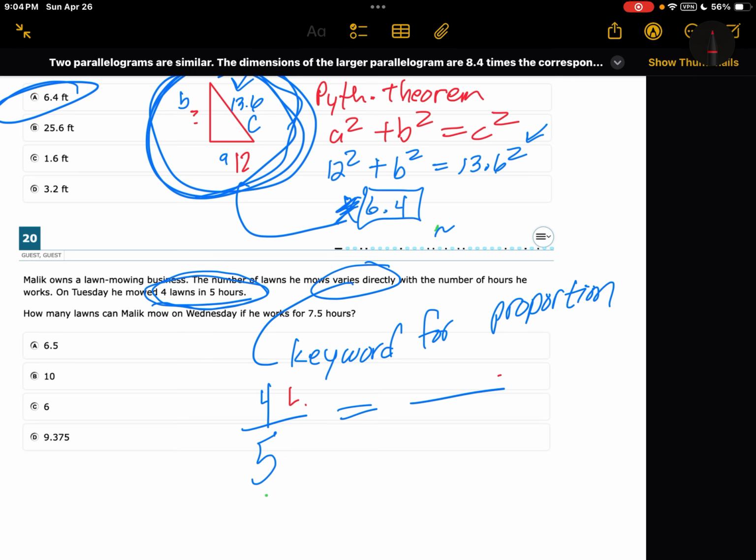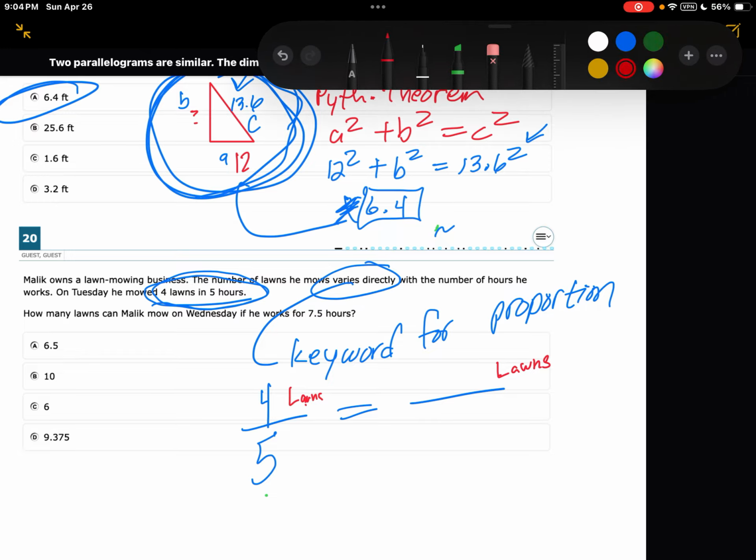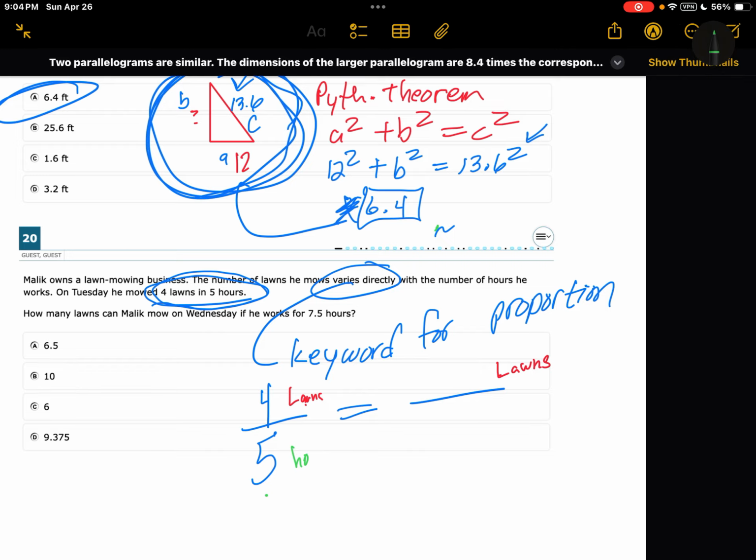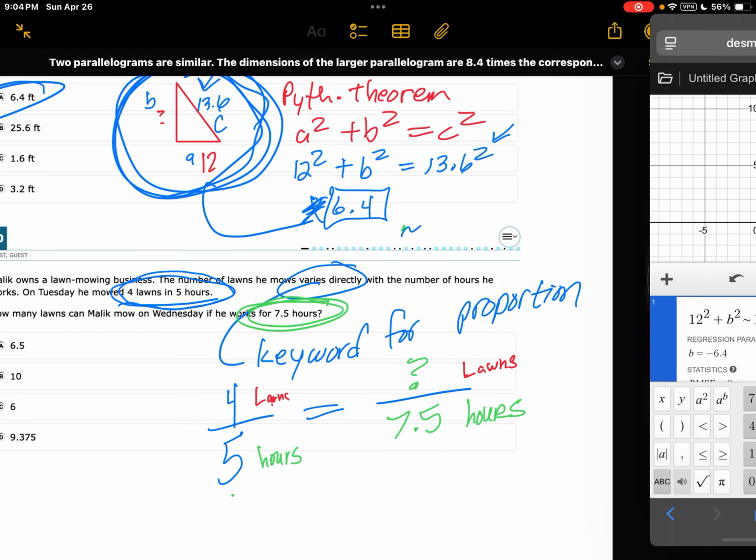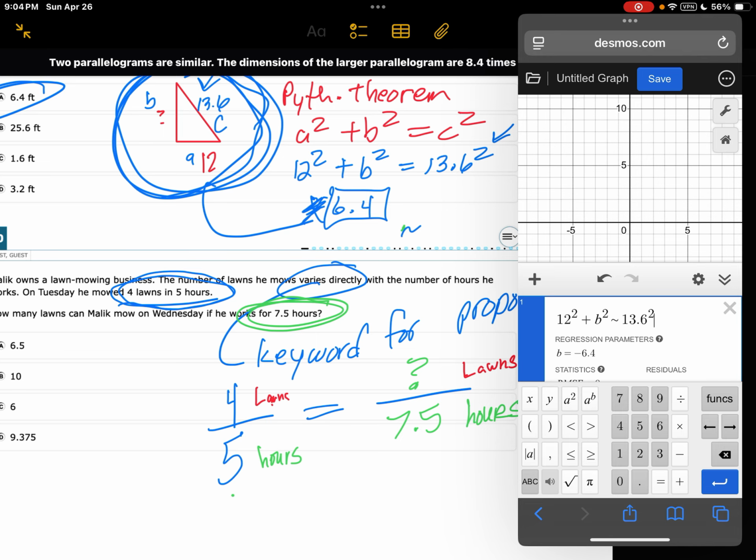So what I mean by that is 4 means lawns. So I want this top over here to also be lawns. Alright, and then the bottom 5 was for hours. So I want this bottom number over here to also be hours. Then the 7.5 hours we know will go at the bottom because it is labeled for us. Then I can cross multiply and divide to find my answer. 7.5 times 4, and then divide by the other number you didn't use to multiply with. And that'll give you your answer of 6.